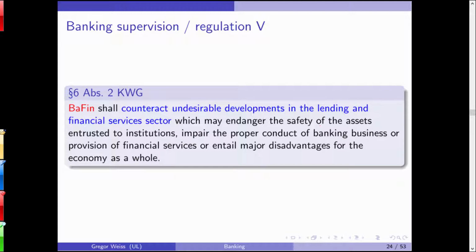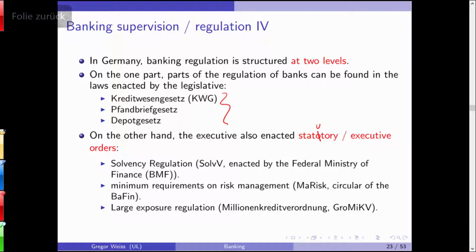You have laws enacted by parliament, and the executive can pass executive orders that are concerned with the things enacted in the law. This is, for example, the solvency regulation, Solvenzverordnung, the minimum requirements on risk management, the MaRisk. This is an abbreviation for Mindestanforderungen, minimum requirements. Also the Millionenkreditverordnung and Großmillionenkreditverordnung, the large exposure regulation. Those are executive orders, for example, that require banks to report large loans.